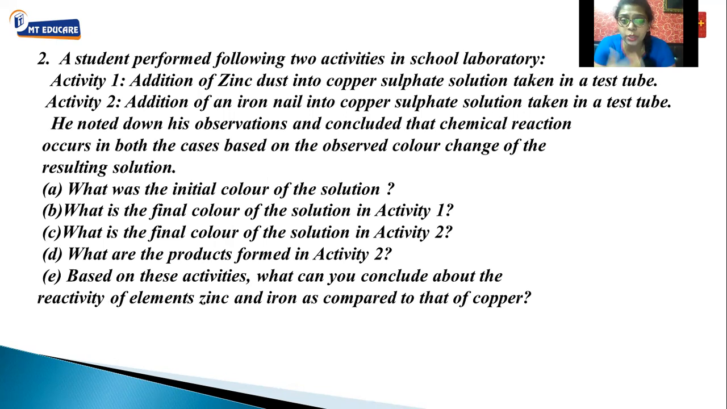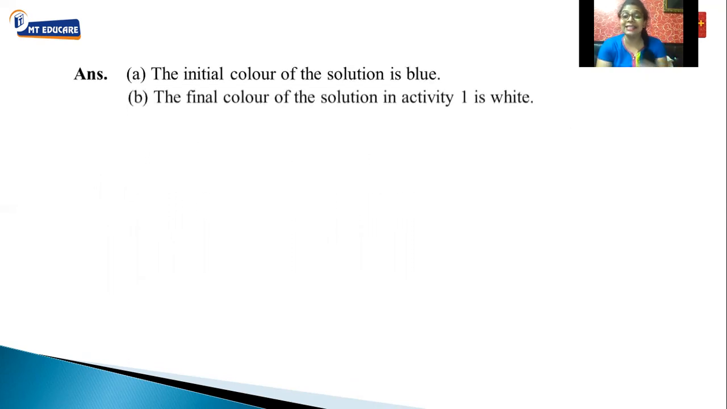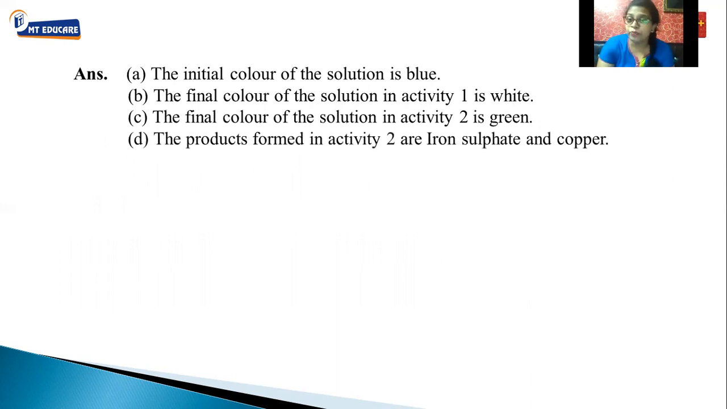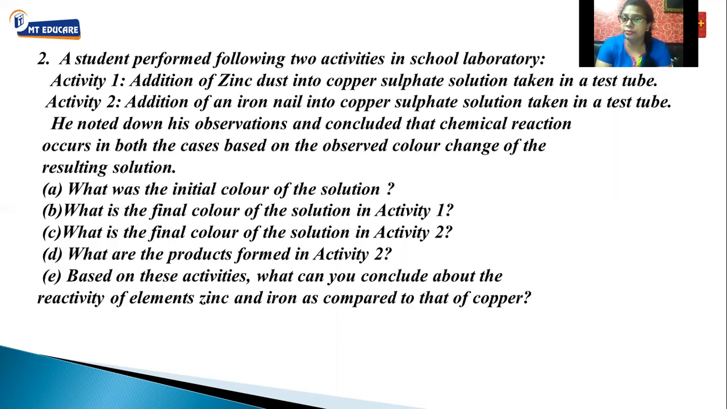Next, the fourth question: what are the products formed in activity 2? As I have told you just now, iron has displaced copper and it has changed copper sulfate solution to ferrous sulfate solution. So what is formed? The iron sulfate, that is ferrous sulfate solution, and copper is being formed. Fine, so these are the products for activity 2. Clear?